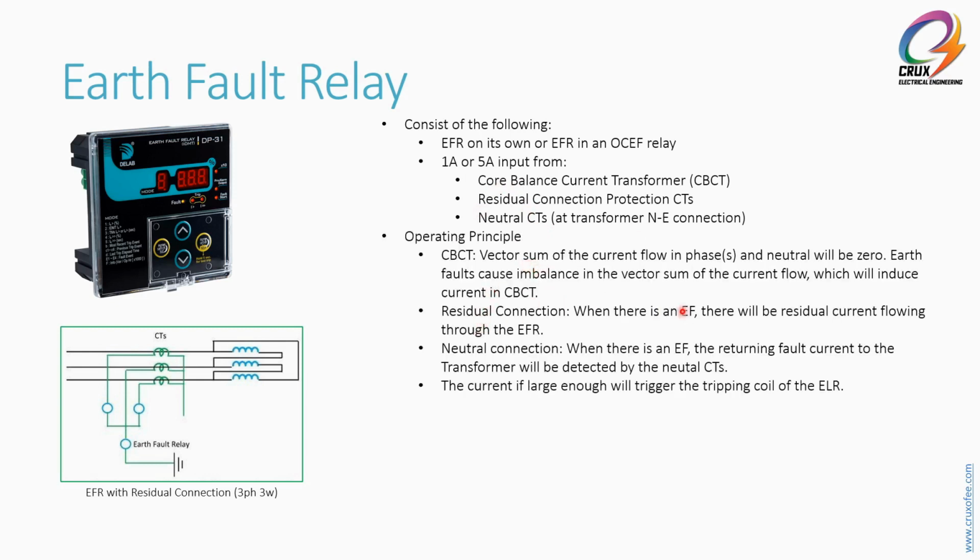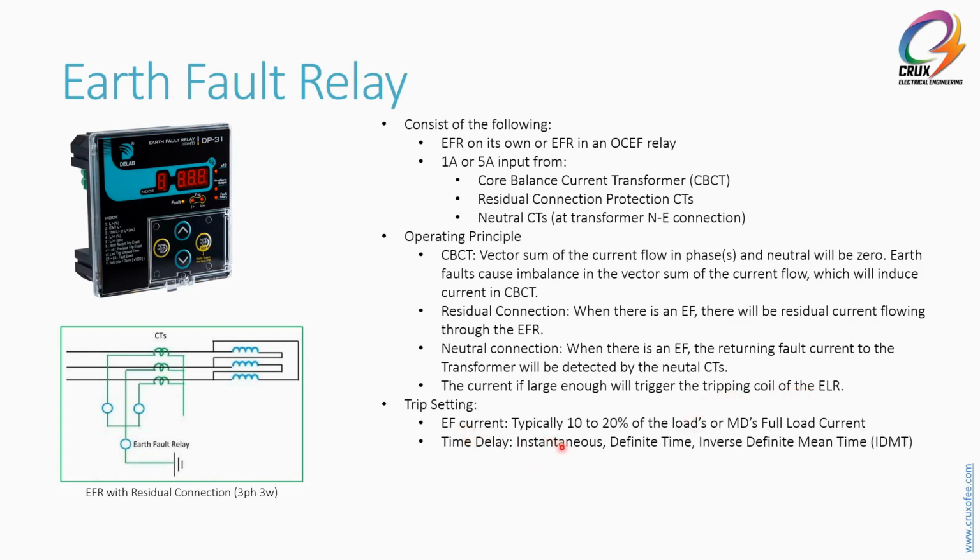So operating principle is quite simple. CBCT I will not mention. Residual connection, as I mentioned earlier. Neutral connection is when there's a fault. So any fault, it will return back to the transformer as the source, so that transformer neutral CT will be able to detect. So if it's large enough, the current will trip the coil of the ELR.